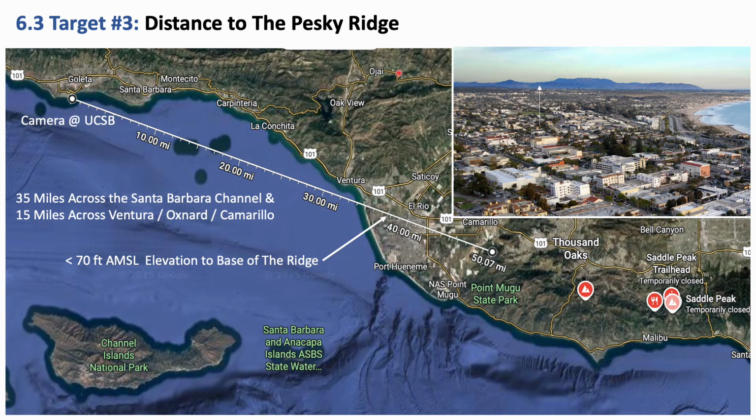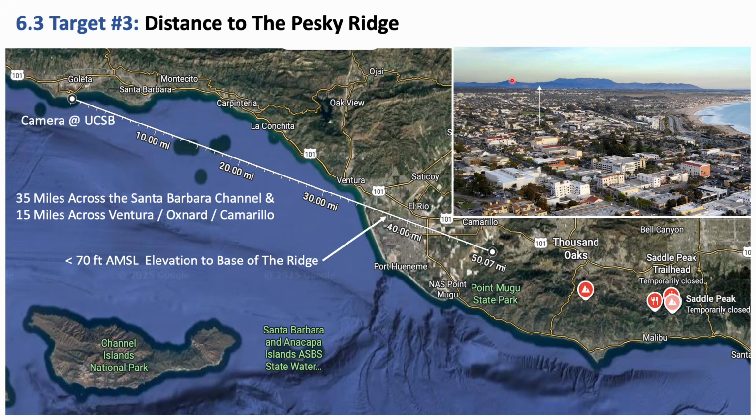The distance to the Pesky Ridge is 50 miles, as shown here in this slide. The ridge is right about here. UCSB is here. You can also see how the last 30% of the view is across this low-lying land here, basically from here over to the ridge here. This shot's taken from a hill above Ventura. This kind of gives you a perspective of that view across land and then the ridge.